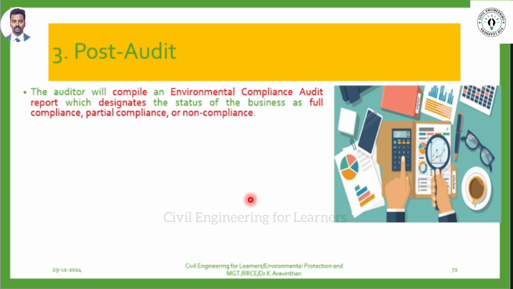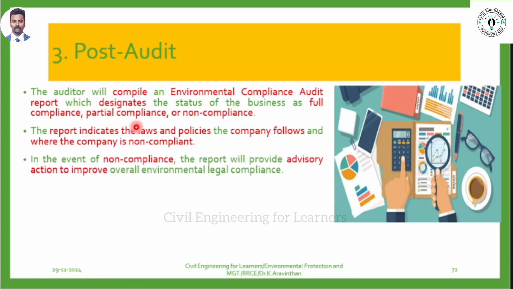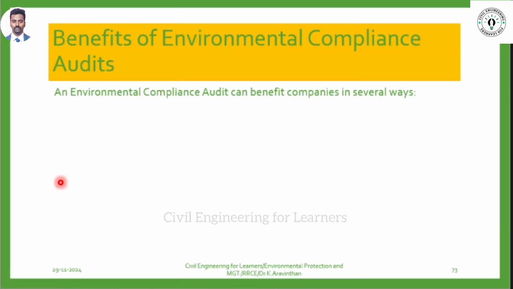During the post audit, they will say either your company is fully compliant. Full compliance means you are following all the environmental rules. Next, partial compliance means, okay, you are following the process but not enough. You should do these things. They will give comments. They will categorize. And in an event of non-compliance, if the company is not complying, they will suggest improvements for the organization, what is to be done. These things are the third step.